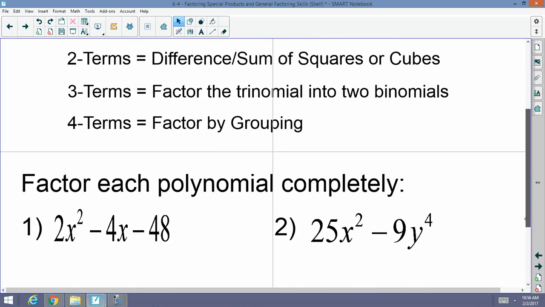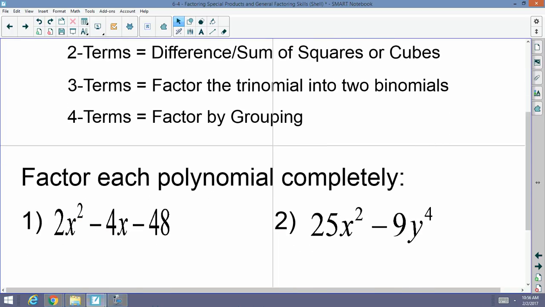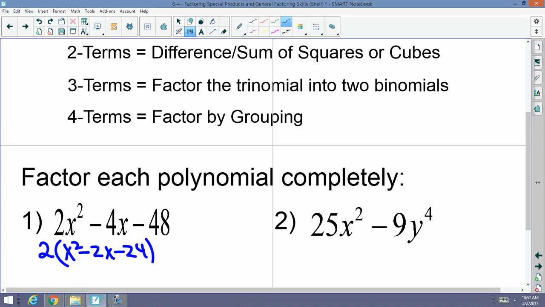So, for number 1, 2x squared minus 4x minus 48. What's the first thing I always have to do? Thank you, gentlemen. GCF. So let's take out a GCF. What's my GCF here? 2. So I'm left with x squared minus 2x minus 24. Now let's see if we can factor this bad boy. I'm left with a trinomial. What times what is negative 24, but when added together is negative 2? Negative 6 and positive 4. Great job, guys. Awesome job.